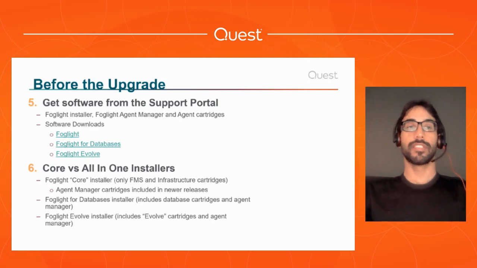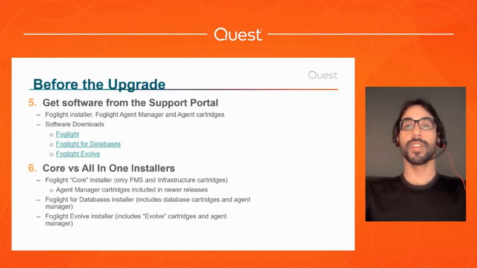Next, it would be getting software from the support portal. If upgrading components individually, you will need to get the Foglight installer, the Foglight agent manager cartridges, and agent cartridges, depending on the type of upgrade that you are going to do. This can be found in the software download section for each of the products in our support portal.